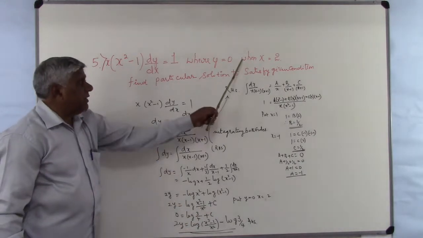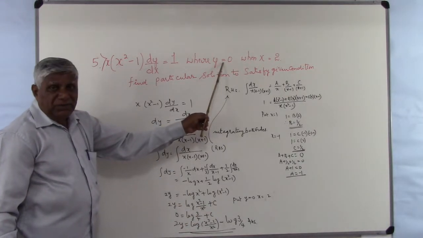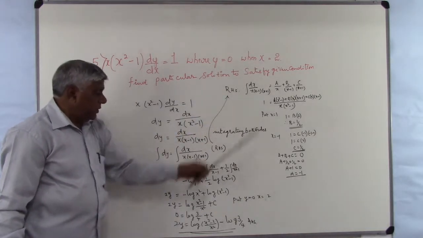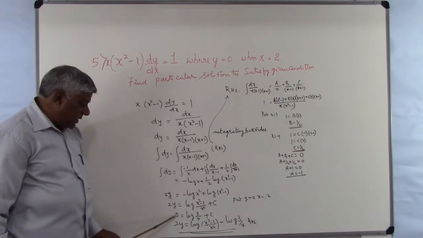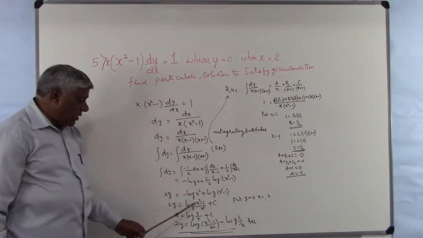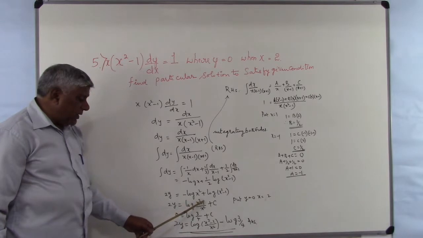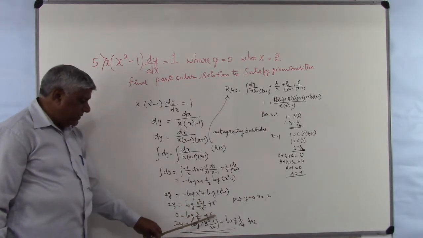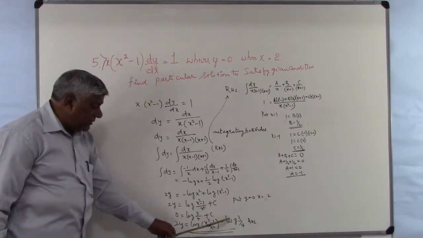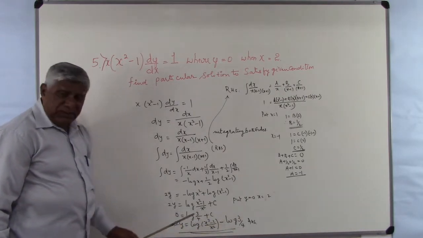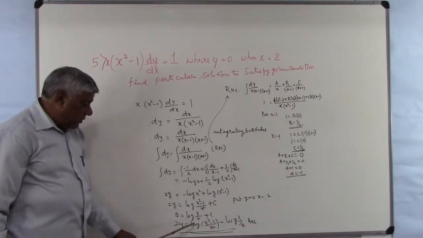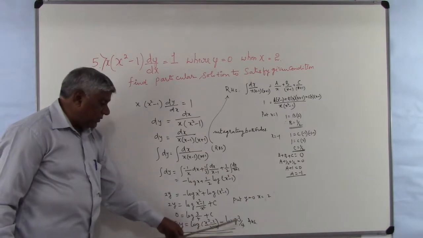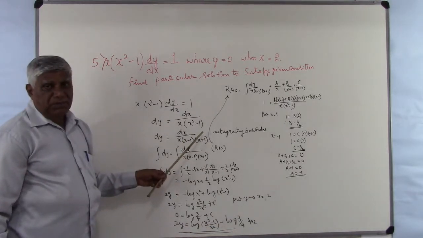Now, we have to satisfy that condition. Therefore, put y = 0 and x = 2. Here, 2 squared is 4, 4 minus 1 is 3, divided by 2 squared is 4, plus c. Therefore, c = −log(3/4). Therefore, 2y = log((x² − 1)/x²) − log(3/4). This is the answer for the problem.